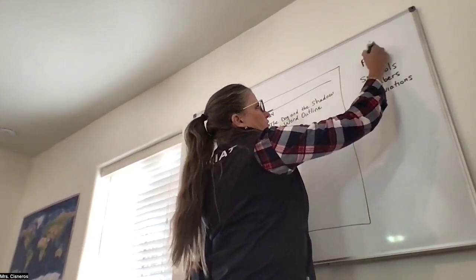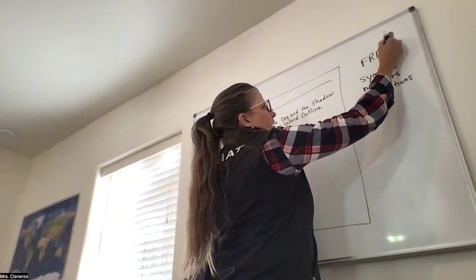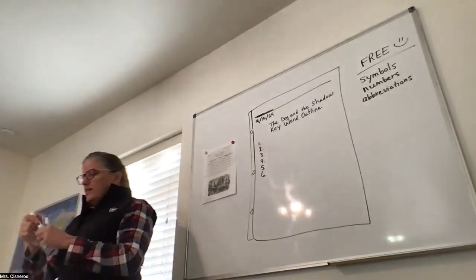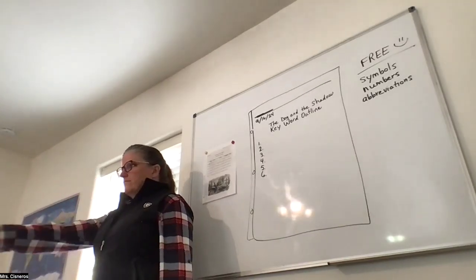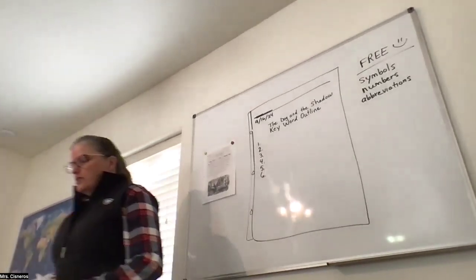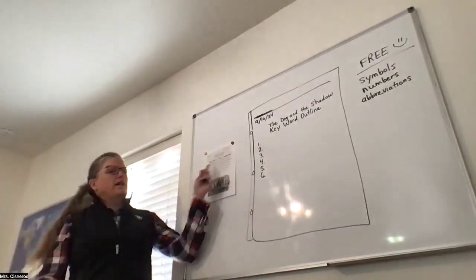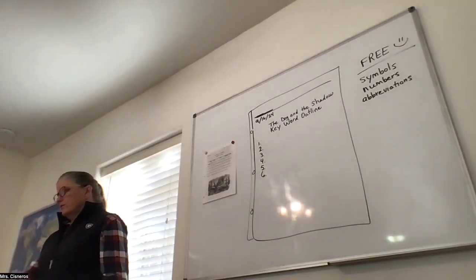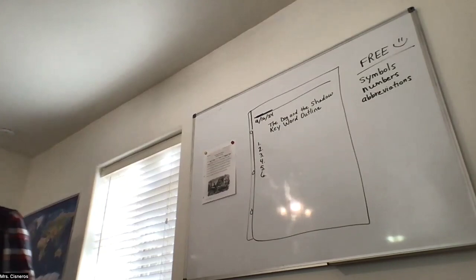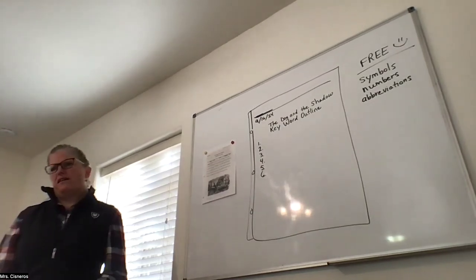These are for free. Put a happy face here. How many words can we have on each line? 3. Yes, 3. So, how many did we underline in that first sentence? Count the words that we underlined. How many did we underline? 6. 6, that's way more than 3.